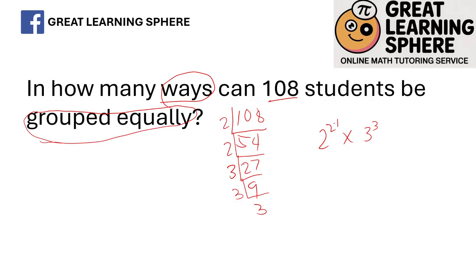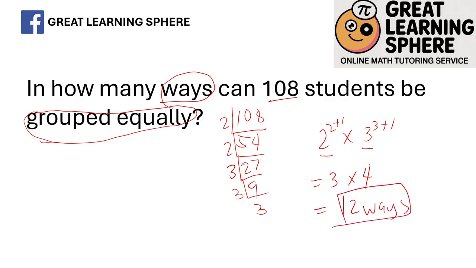So we are going to add 1 to the exponents. There are 2 prime factors, so we have to multiply 2 numbers. So 2 plus 1 is 3, and 3 plus 1 is 4. So 3 times 4 is equal to 12. So therefore, there are 12 ways of grouping 108 students equally. Again, if you want to check using the listing method, you can do it on your own.